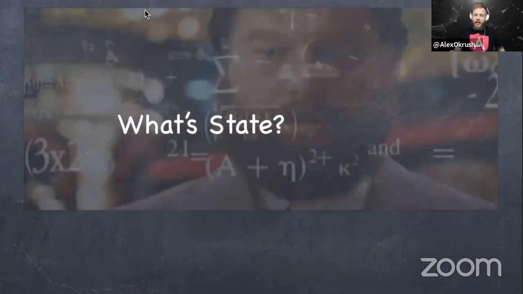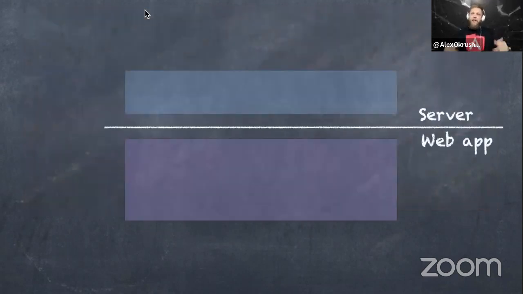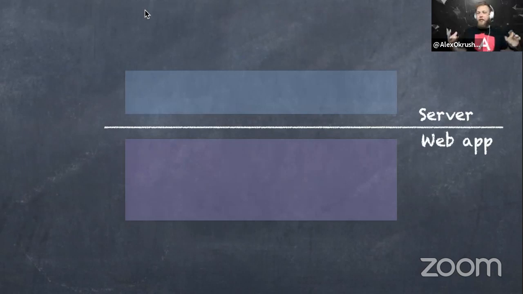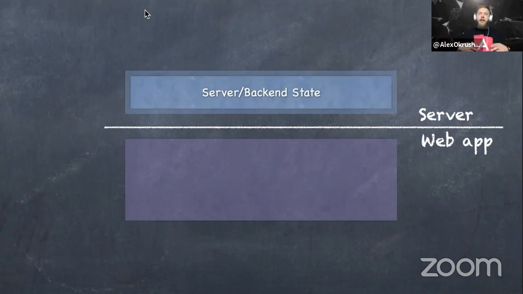So what is the state? There are multiple ways to split up the description of what the state is, but I'd like to use this one. Basically, we have a server and we have a web application, right? So on the server side, we have a server backend state, and this is the ultimate source of truth. This is what all our web app persist the state to. This is the truth, and it contains the entire state.